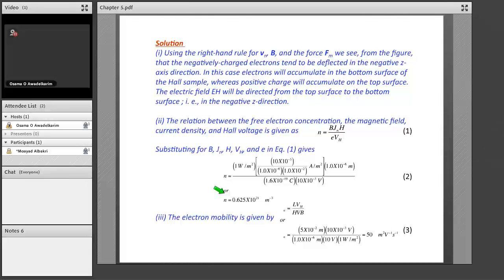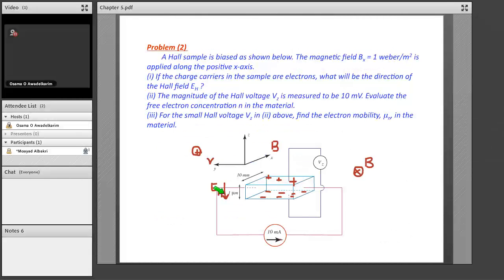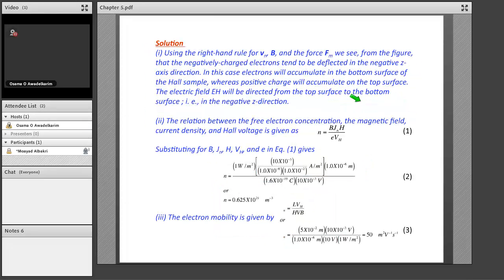So apparently, the second question is, the magnitude of the Hall voltage V_H is measured to be 10 millivolts. Evaluate the free electron concentration n in the material. And so we use this formula. We know the applied magnetic field. We know H, the dimensions, that's the width of the semiconductor. We know the current coming from the current source. And now we know V_H, the measured Hall voltage.